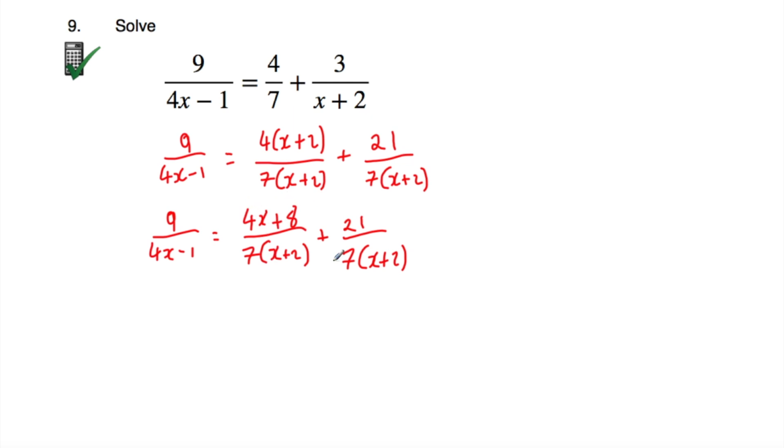Now we've got two fractions with the same denominators, so we're going to add the numerators. The left hand side will stay as 9 over 4x minus 1. And the right hand side, in terms of the numerators, if we add them, we've just got 4x, and then 8 plus 21 will be 29, so plus 29. And that's over 7 bracket x plus 2, close brackets.